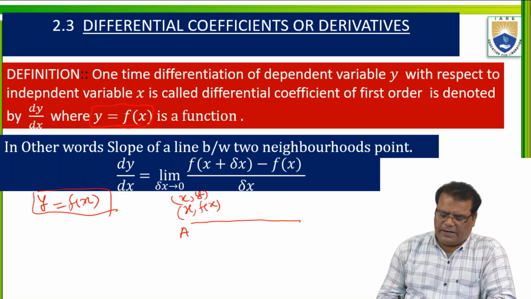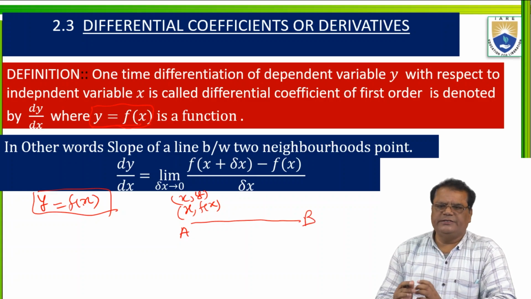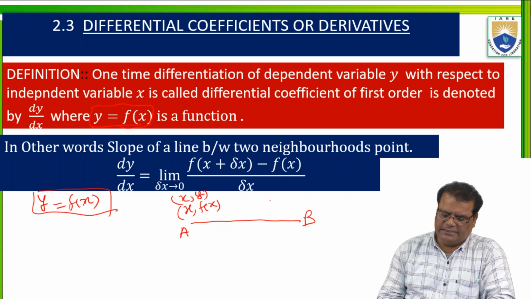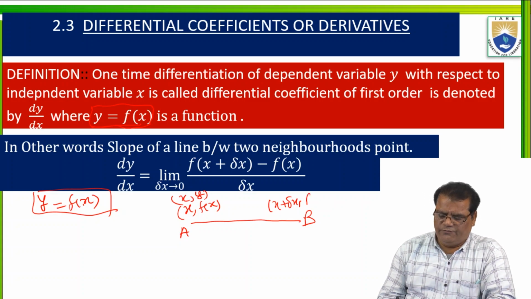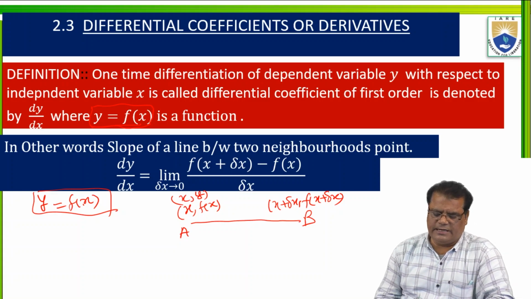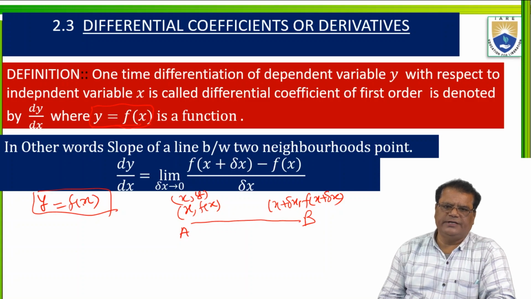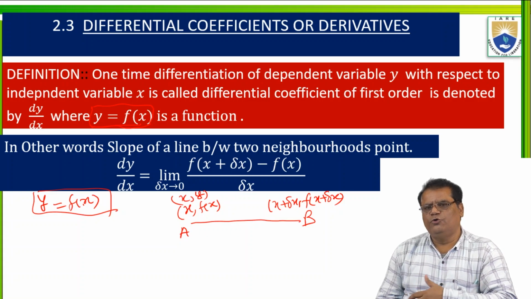This is another point, B, where there is some displacement: x plus delta x, an increment in x, and also an increment in the function, so the function becomes f(x plus delta x). So x changes to x plus delta x, and f(x) changes to f(x plus delta x). So here is the line AB, which is basically the slope of a line.